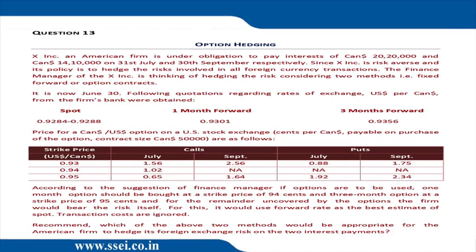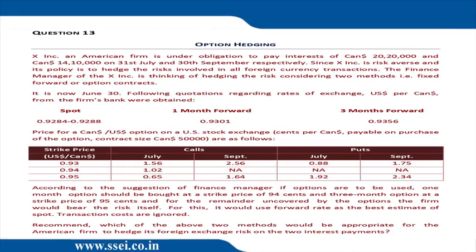For the remainder uncovered by the options, the firm would bear the risk itself. Why? Because the lot size is given, 50,000. So for example, look at the July exposure, 20 lakh 20,000 divided by 50,000 is 40 point something. So we'll choose 40 contracts. If we choose 40 contracts, the amount covered by the option is 20 lakh, but the amount uncovered is 20,000. So the 20 lakh you will buy at the strike price of 0.94, but for the remaining 20,000 you need the spot rate on that day.